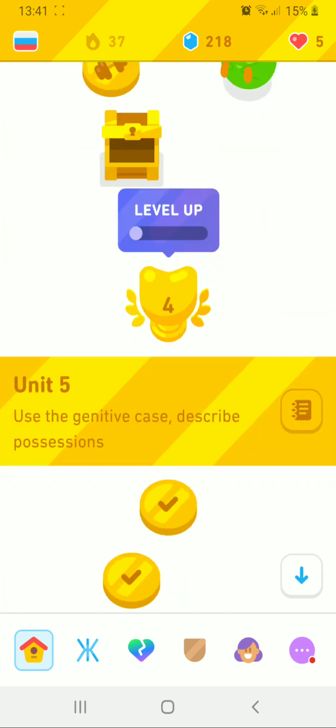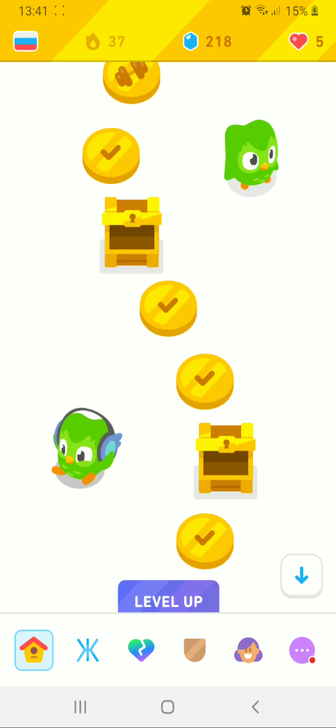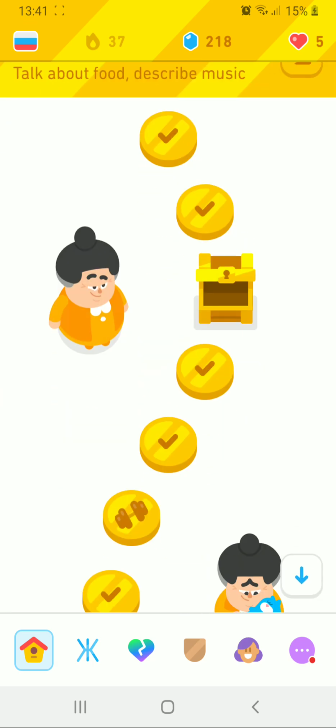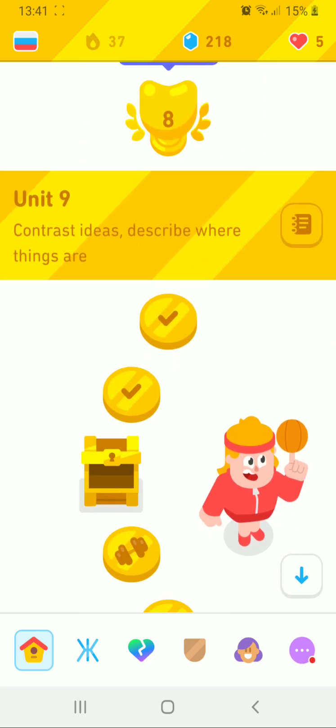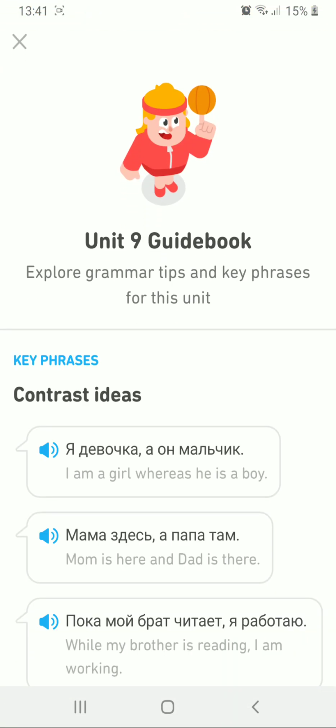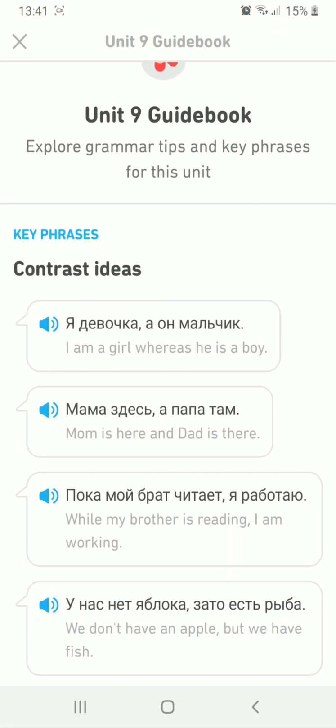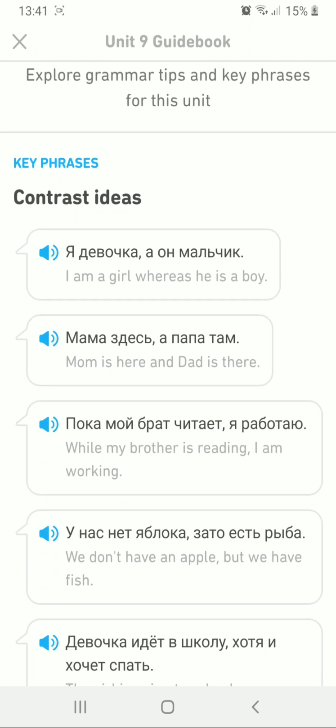As you can see, I'm using Duolingo, the smartphone application, and we have done all the exercises. We have reviewed the vocabulary, the grammar, and so on and so on. So now we have reached this unit, and as usual, we'll start by having a look at the guidebook. Okay, so if you're ready, without further ado, let's get started.